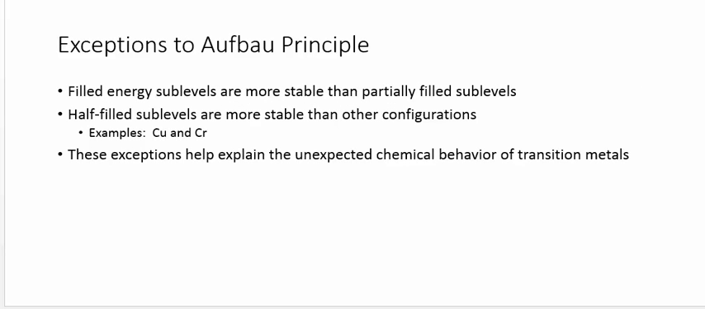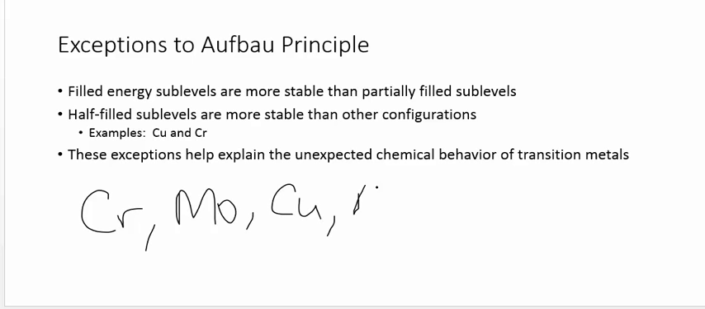There are some exceptions to the Aufbau principle, and the exceptions occur because filled energy sublevels are more stable than partially filled, and half-filled subshells are more stable than other configurations. There are 5 exceptions to the Aufbau principle. Here are the 5 exceptions. Cr, Mo, and by the way, these are all transition metals. They're all in the middle of the periodic table. Copper, silver, and gold. Those are the 5 exceptions that I want you to be responsible for.